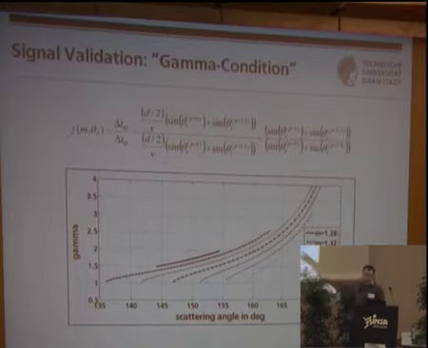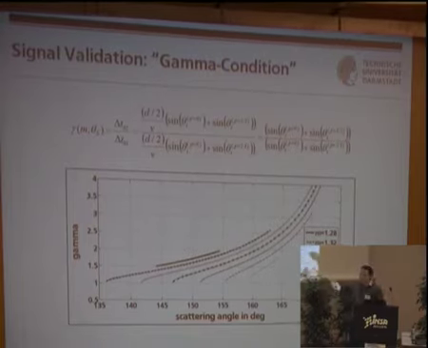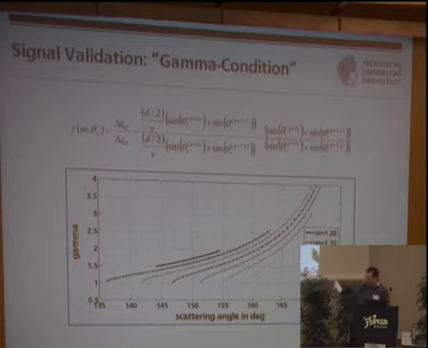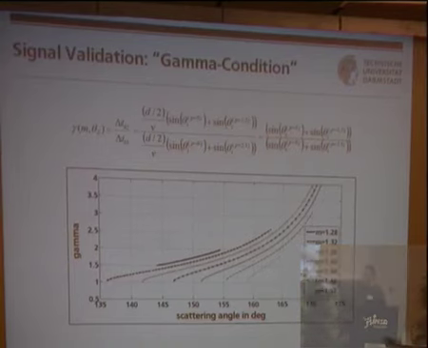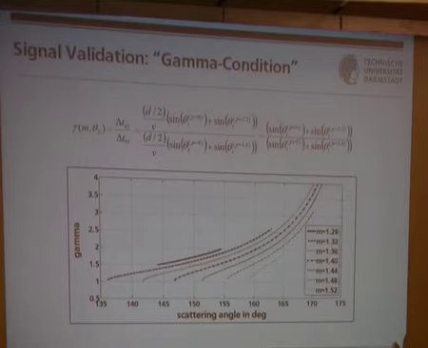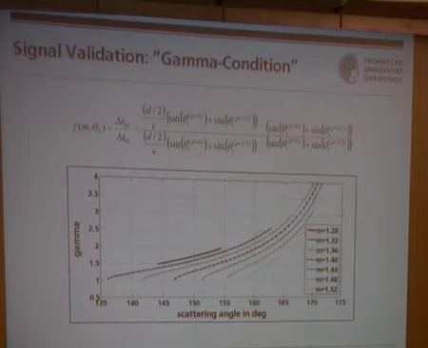And here is some numerical calculation of gamma. Here is depicted gamma as a function of scattering angle for different refractive indexes. And the most important point here: the gamma is a bijective function. Bijective function means that for one scattering angle and for one refractive index, only one gamma exists. This is a bijective function.